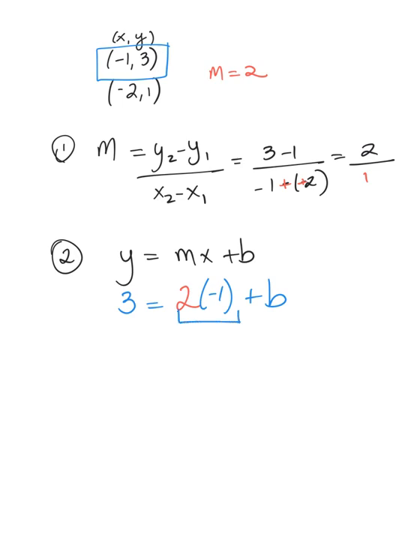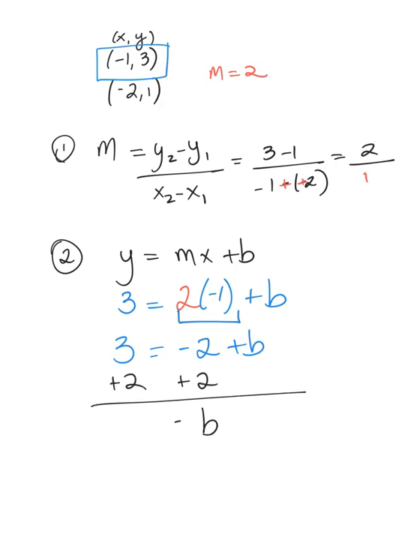I'm going to multiply. So 2 times a -1 is a -2. And then to solve for b, to get b by itself, I'm just going to add 2 to both sides. So I have b equals 5. And as we determined using the graph, the equation of my line is y equals 2x plus 5.